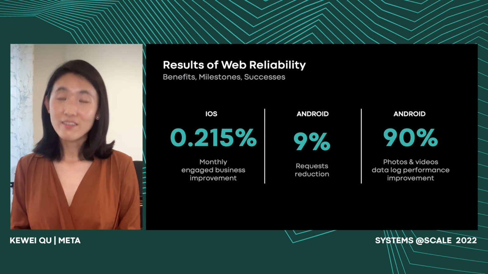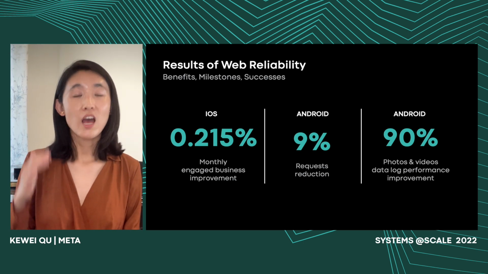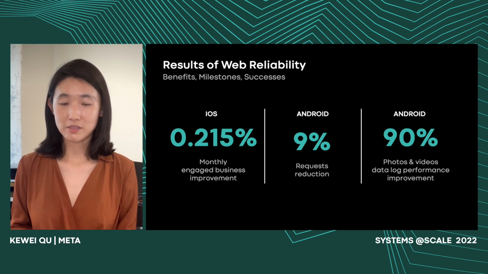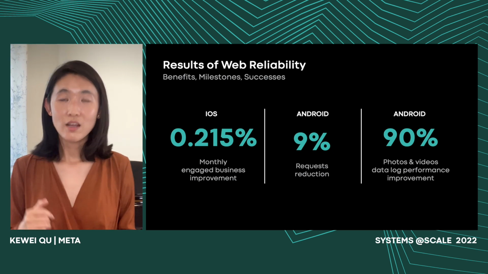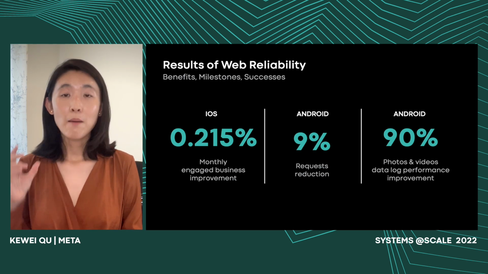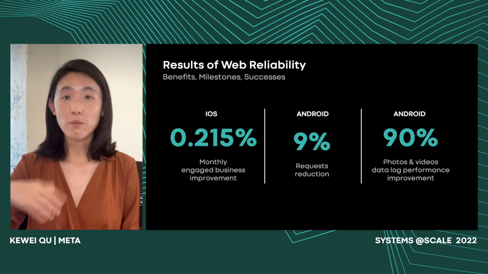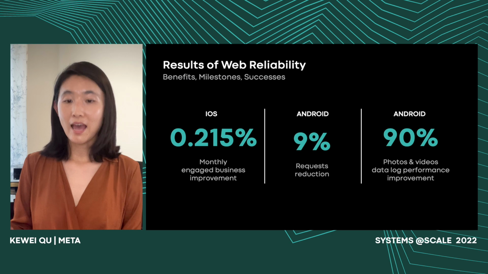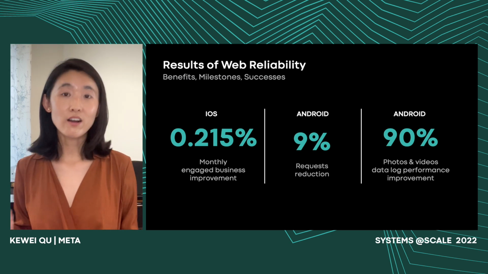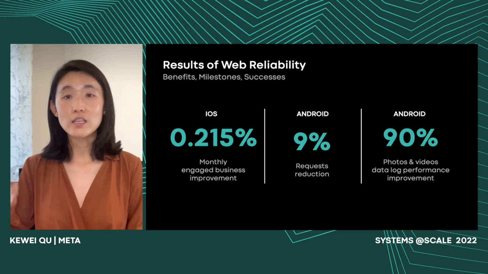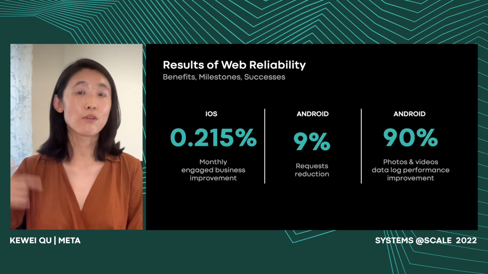For example, on iOS, we have improved the monthly engaged business by 0.215%. On Android, we reduced the number of requests to a specific surface by 9%, all coming from user retries. Also on Android, for photos and videos data log, we have improved their performance by over 90%, so that the user is feeling this surface is responding to them immediately. It is very smooth and fast.